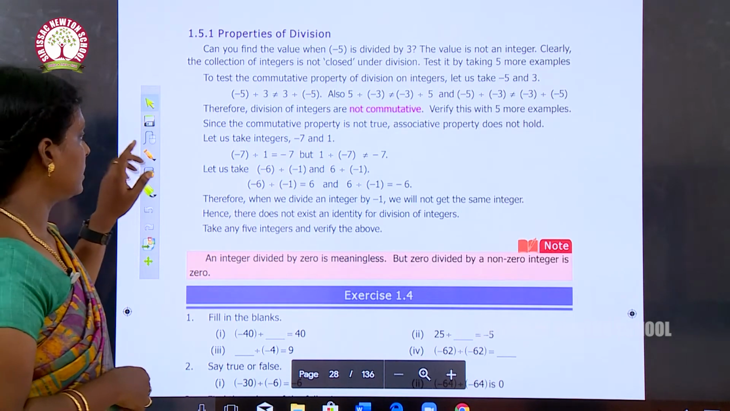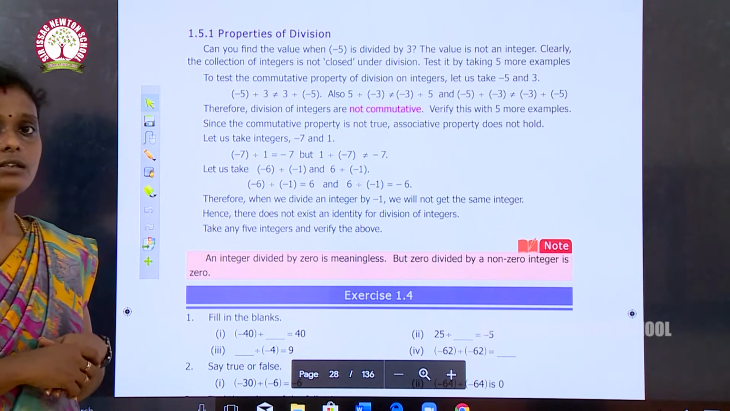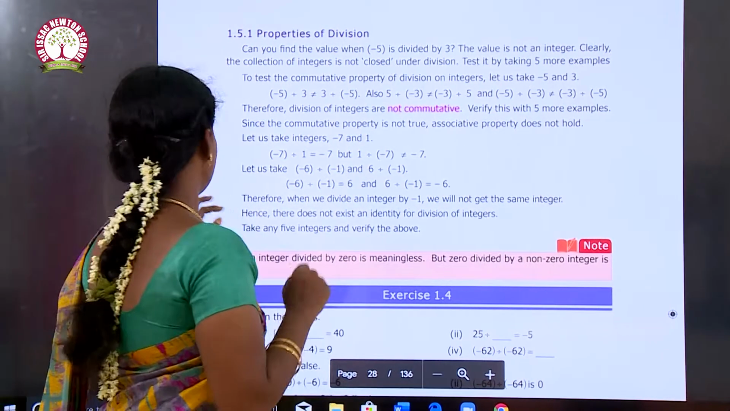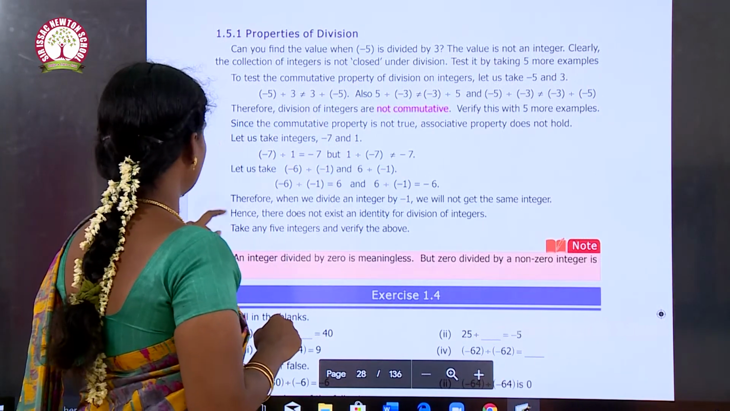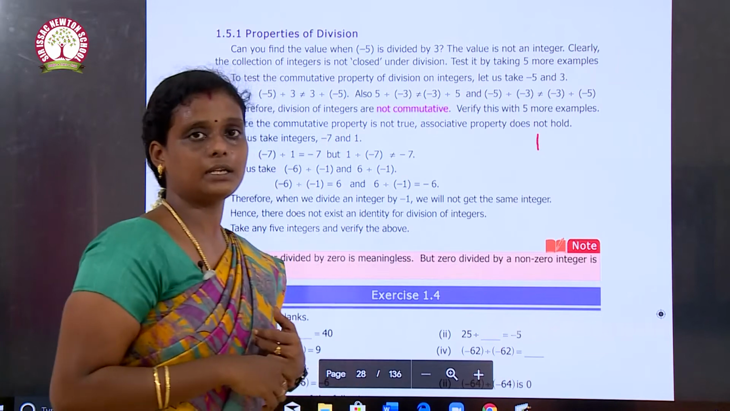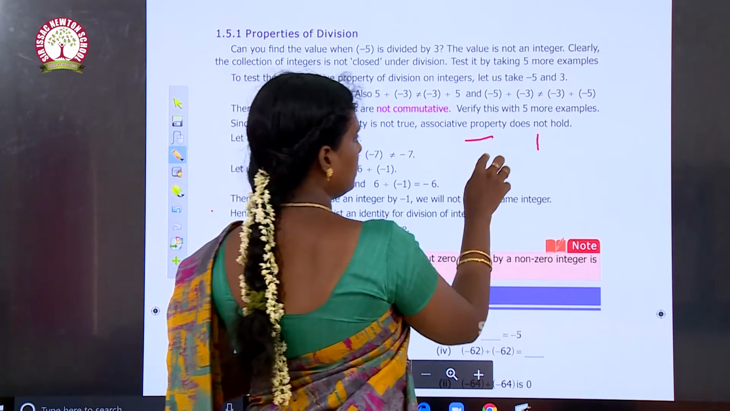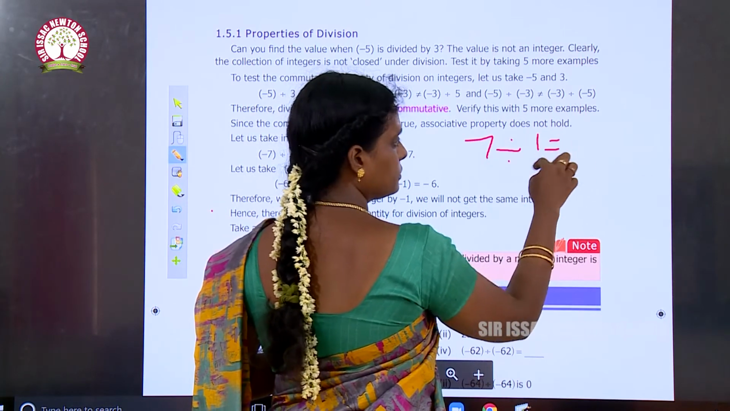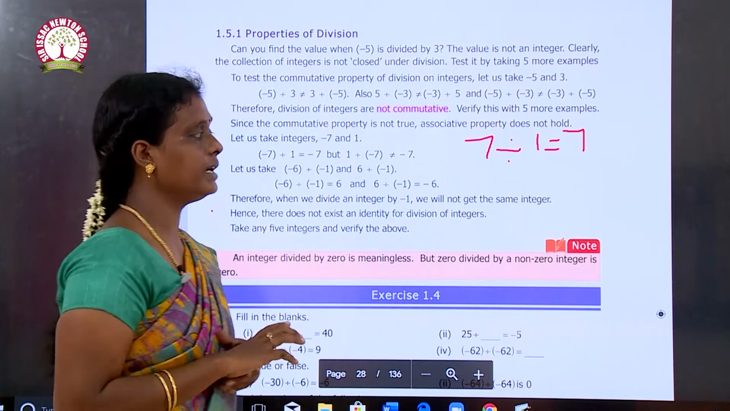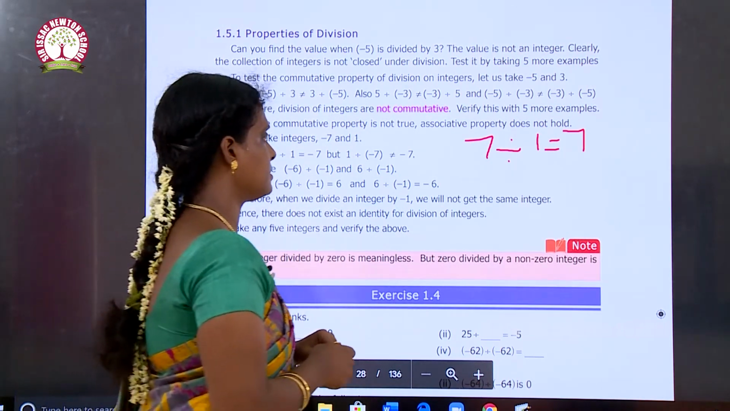And the last one is identity. There is no identity for division, right. Identity means, I have told you, what is the multiplicative identity? It is 1, right. 1 is the multiplicative identity. Here 7 divided by 1 is equal to 7, right. If you divide 7 by 1, we will get 7 as the answer.